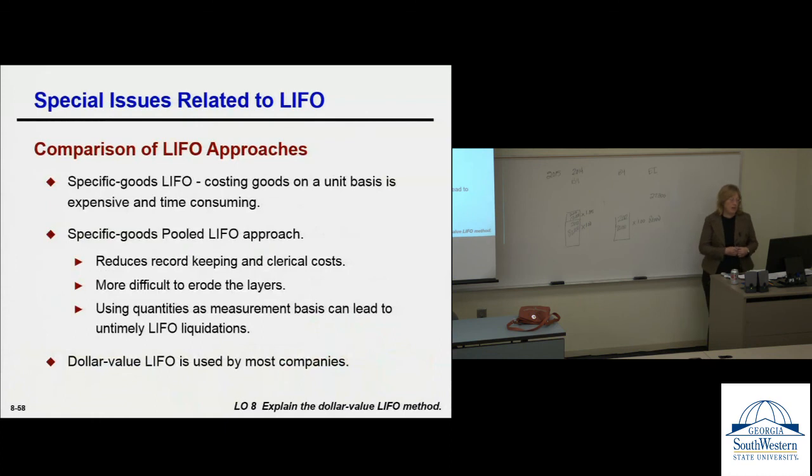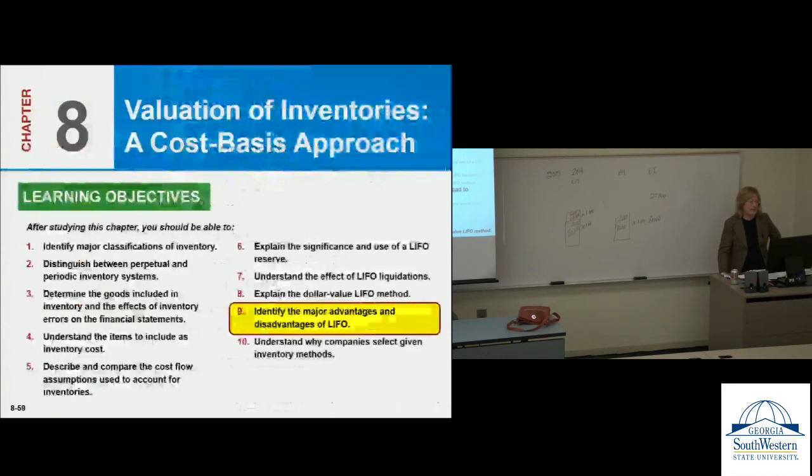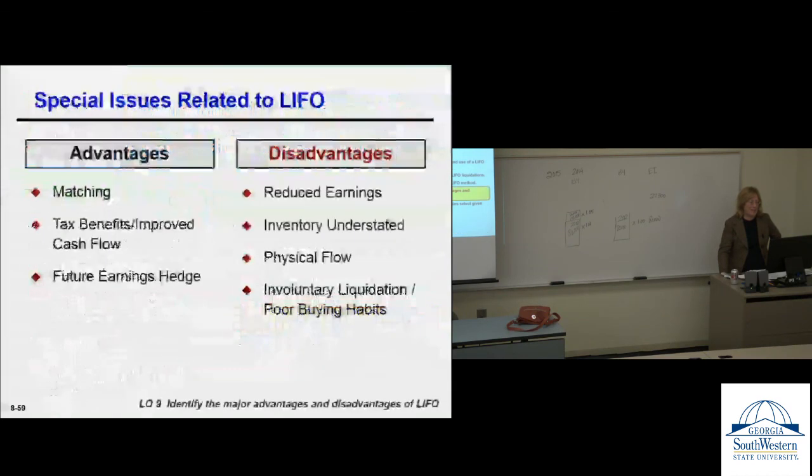So I think we've talked about there's specific goods LIFO, specific goods pooled LIFO, where you pool a bunch of stuff together, or dollar value LIFO. And dollar value LIFO is what most companies use. So imagine this is your job, to work at the grocery store and come up with dollar value LIFO. Ugh. It's a nightmare for me.